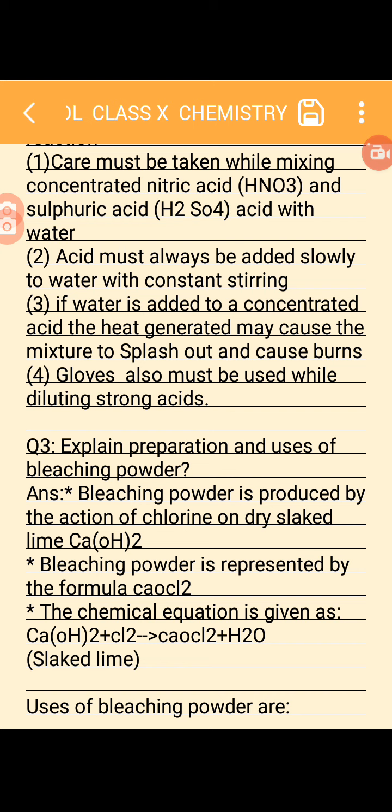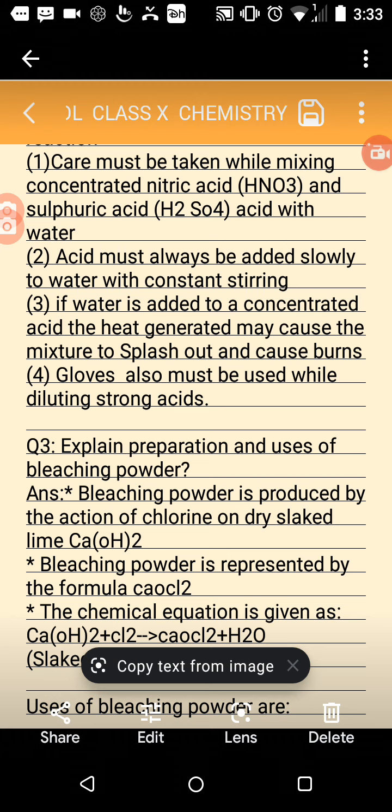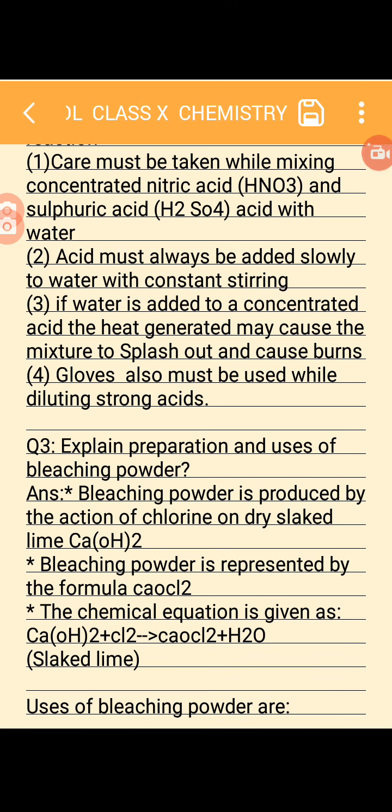Now move on to the third question, students. Explain preparation and uses of bleaching powder. Move on to the answer. Bleaching powder is produced by the action of chlorine on dry slaked lime. The formula of slaked lime is calcium hydroxide, that is Ca(OH)2.